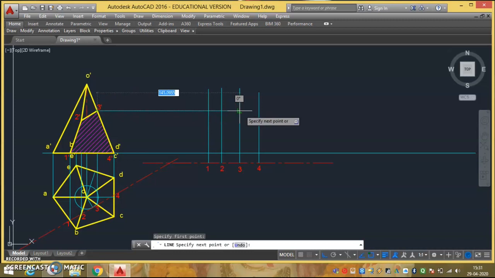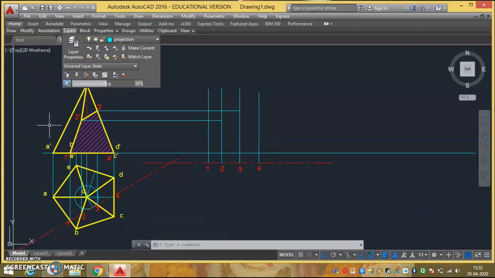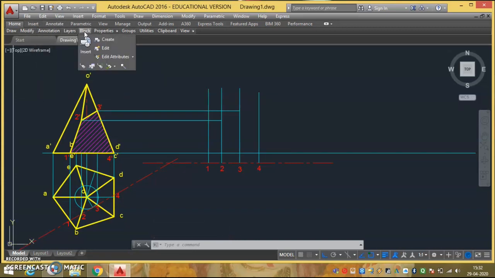So the 3 point is coming here, because 3 point is from this side, it is coming here. Then 2 point is coming here, and 1 point is already at the base and 4 is already at the base. So once it is done, then you can join the points.